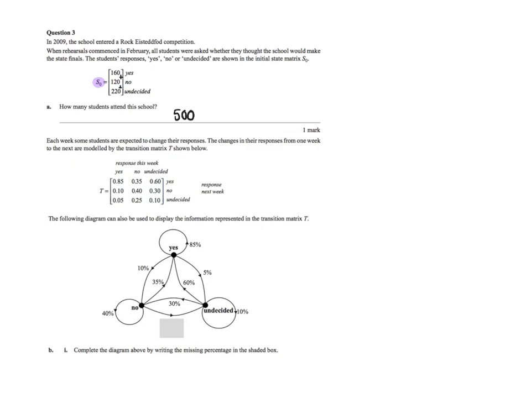Each week the students are expected to change their responses. The changes in the response from one week to the next are modelled by the transition matrix. So they've given us a transition matrix here, and then they've also given the diagram after it. So complete the diagram, writing in the missing percentage. We can see it is when you go from no to undecided. So I'm on no and I'm going down to undecided. I can see that that would have been 0.25, so that's 25%, and I can add that in.